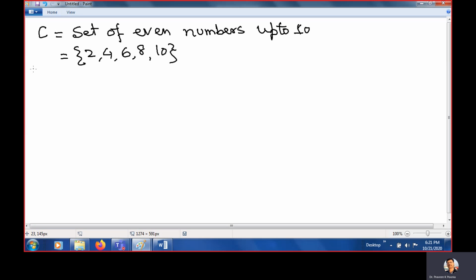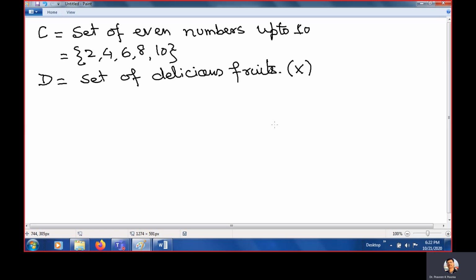These are sets. Now if I write D is equal to the set of delicious fruits. If I write the set of fruits, it is okay. You can write any fruit, apple, pomegranate, banana, guava, lychee. But when we are talking about delicious fruit, we cannot define it. Somebody likes banana, somebody likes apple, someone likes strawberry. Every person has their own definition of delicious. So when we are talking about such vague things, we will clearly say it is not a set.